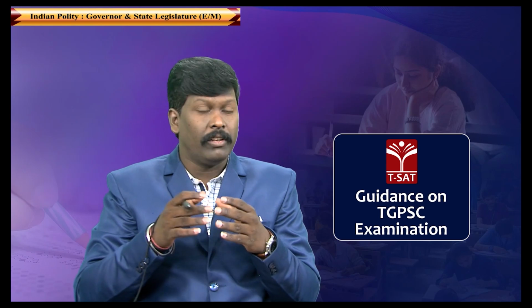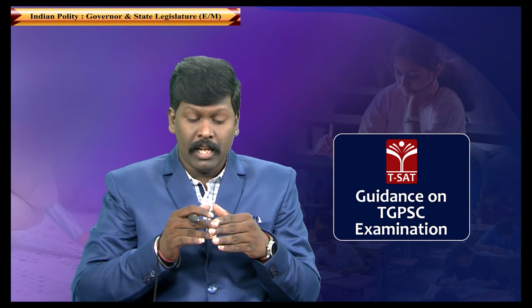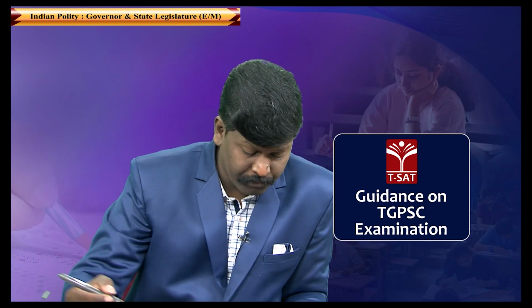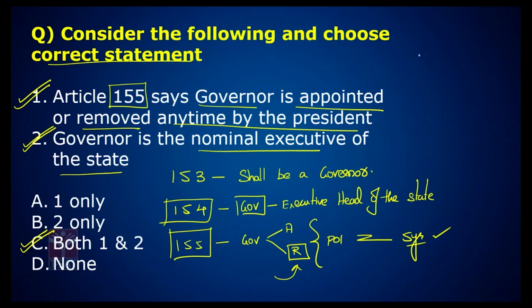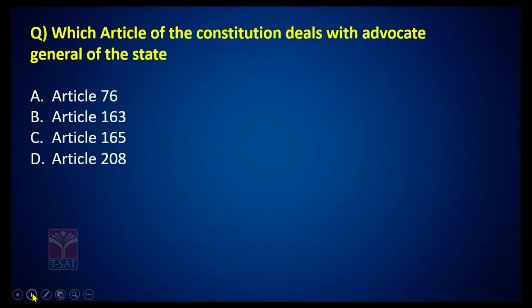Now coming back to the state, the nominal executive of the state is the governor, and the real executive of the state is the CM and Council of Ministers. CM and other ministers. Let's go to the next question. Which article of the Constitution deals with the Advocate General of the state?